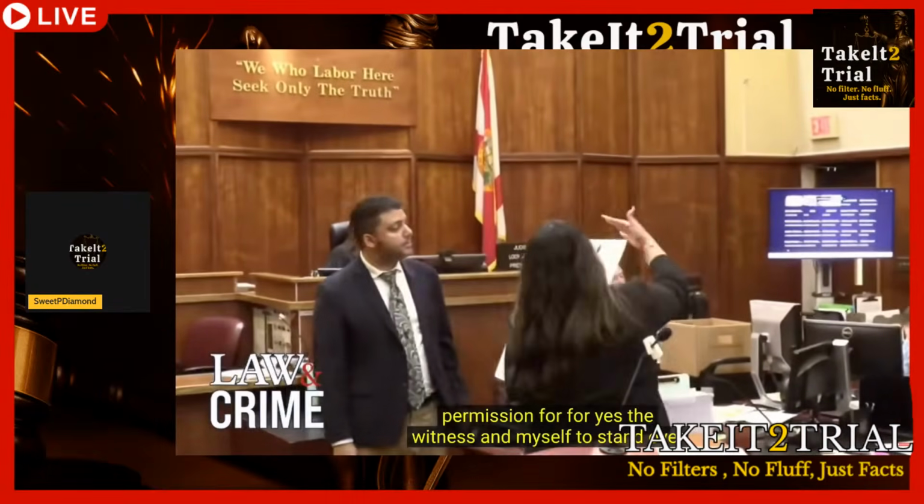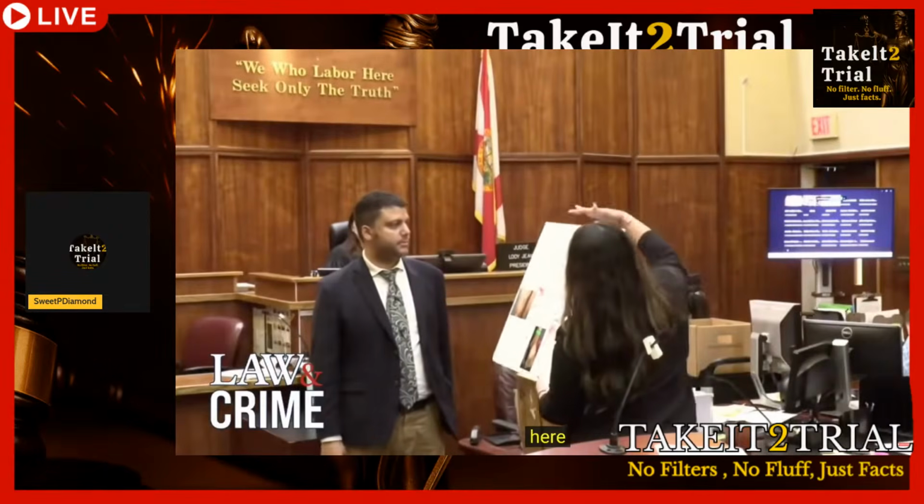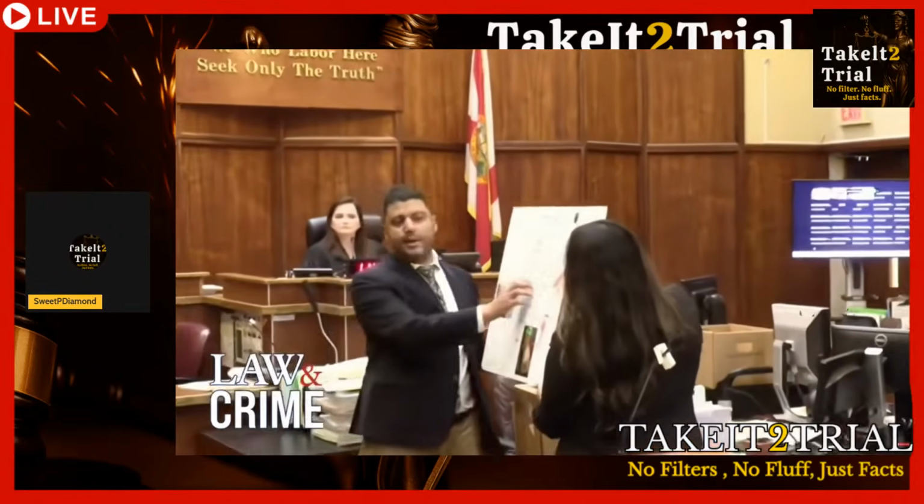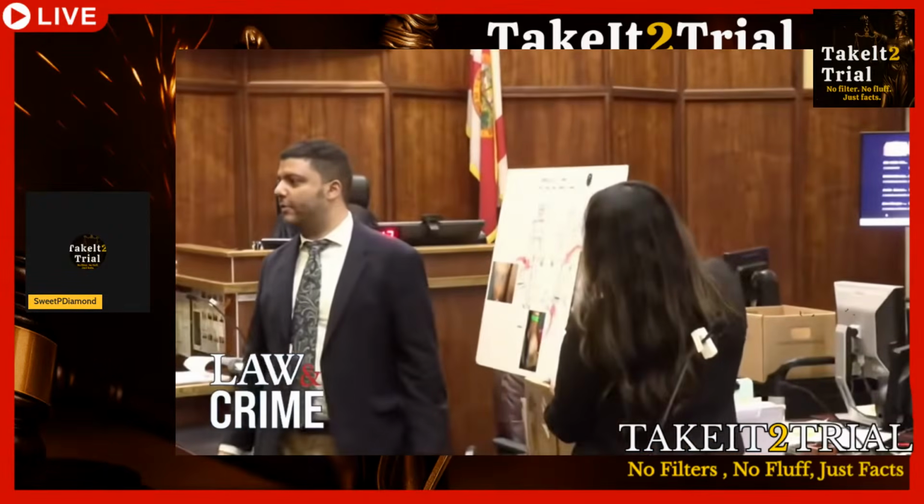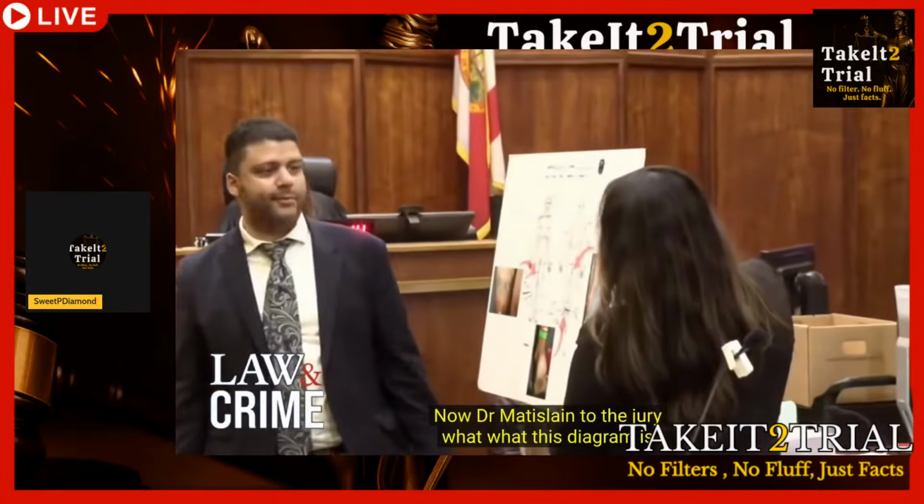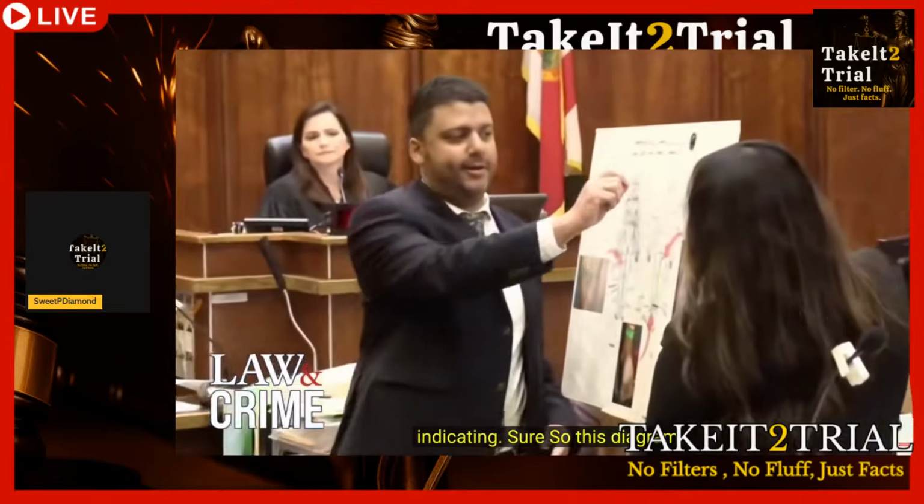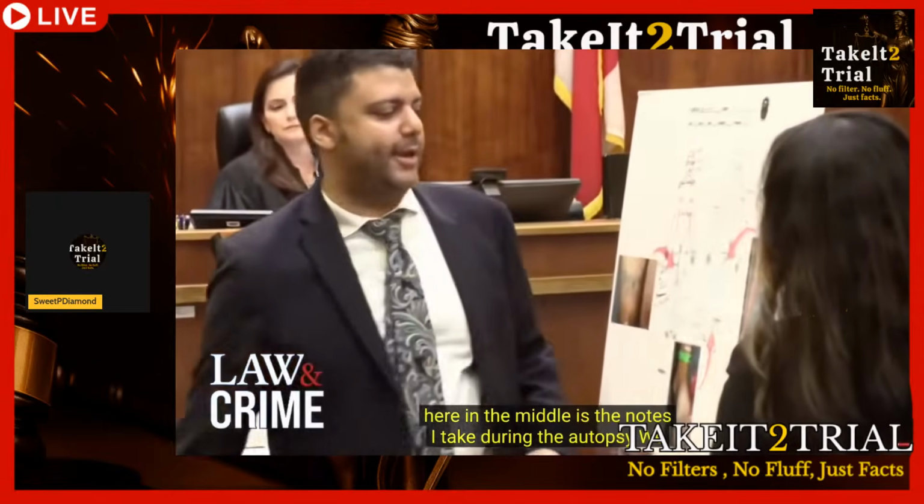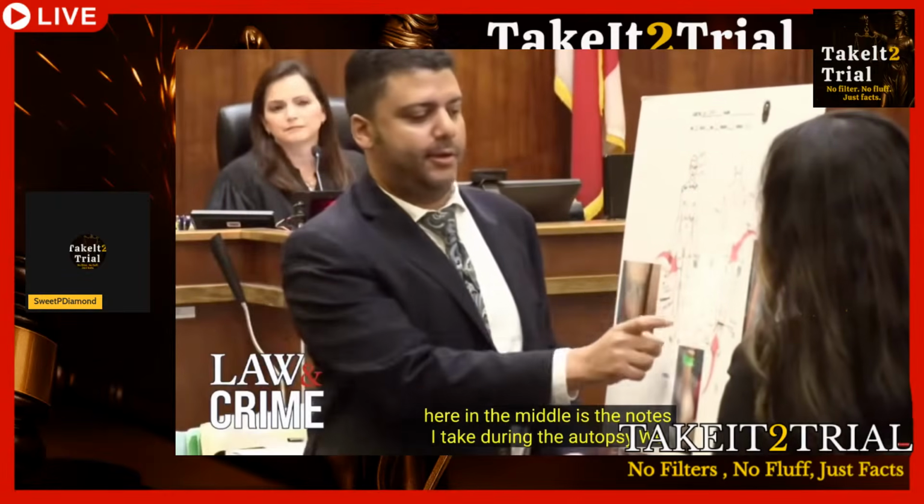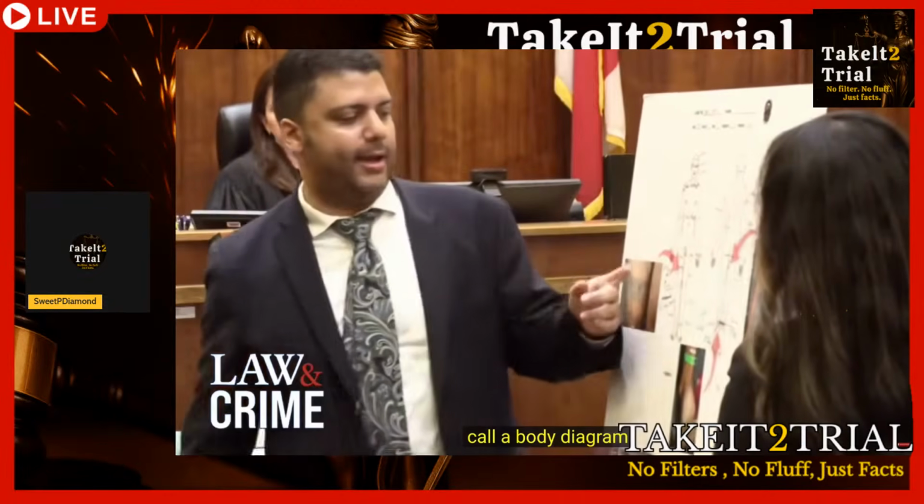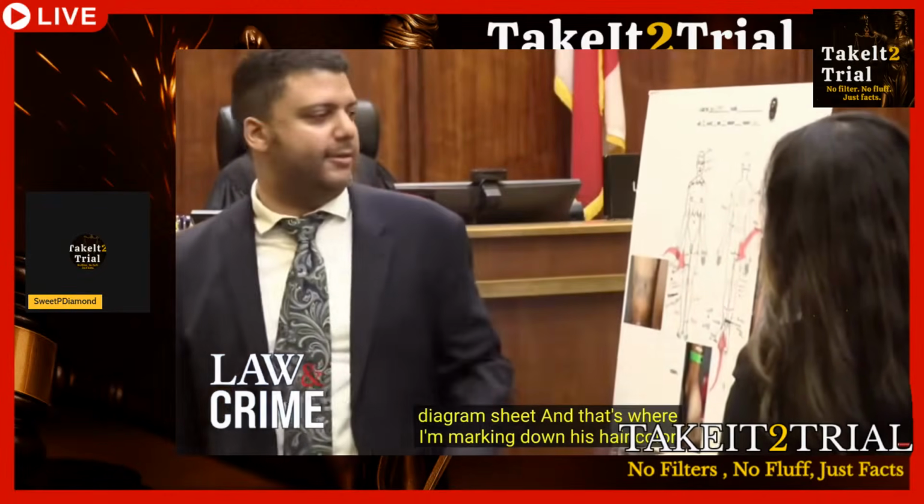Now, Dr. Mathis, can you explain to the jury what this diagram is indicating? Sure, so this diagram here in the middle is the notes I take during the autopsy. We call it a body diagram sheet, and that's where I'm marking down his hair color, any tattoos, and then I noted where the wounds were and what their sizes were.